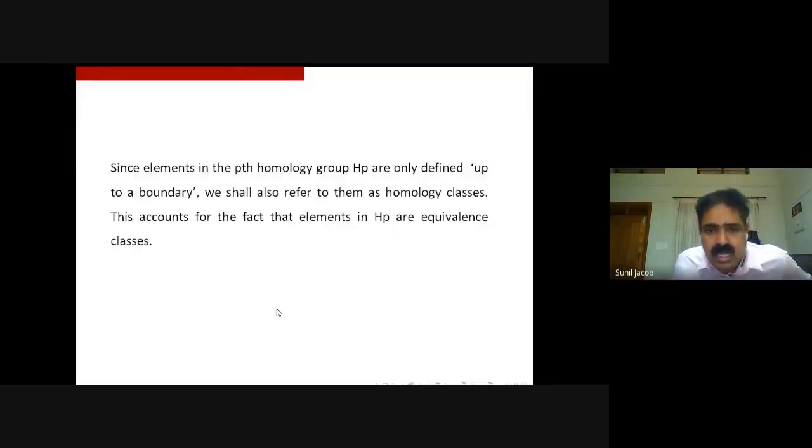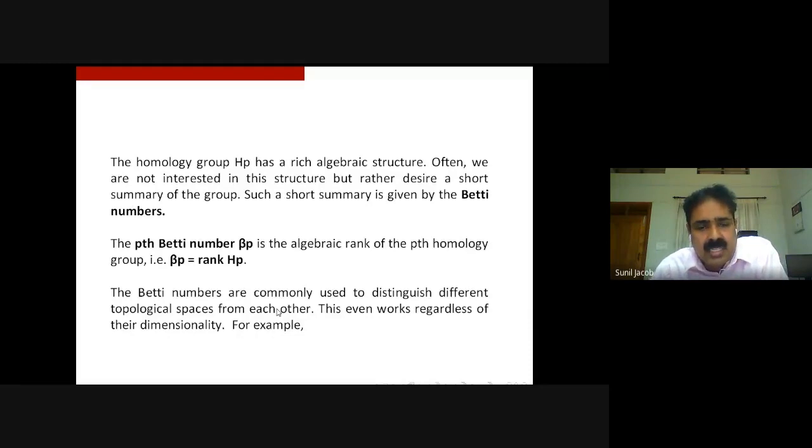Now, there are so many things associated with the quotient group, and so many operations can be defined. As I mentioned, the homology classes are equivalence classes, which are nothing but homologous cycles here. It has a rich structure, and we are not interested in that structure, but only in a short summary given by Betti numbers. A short summary of this group is given by the Betti number.